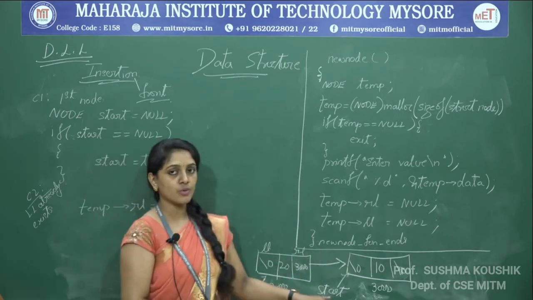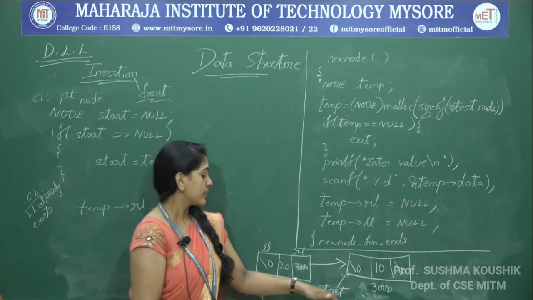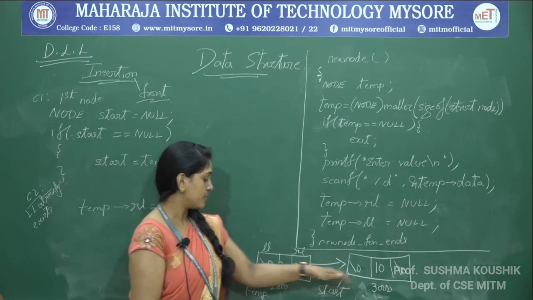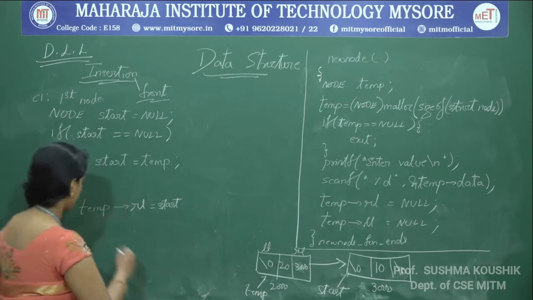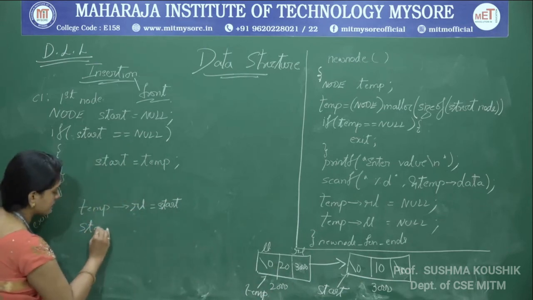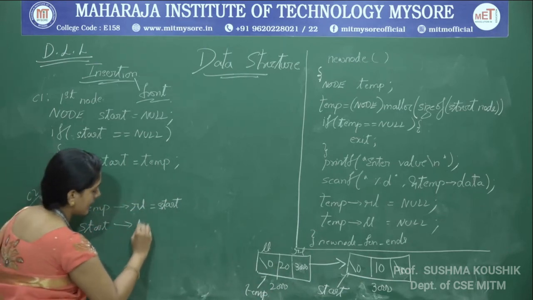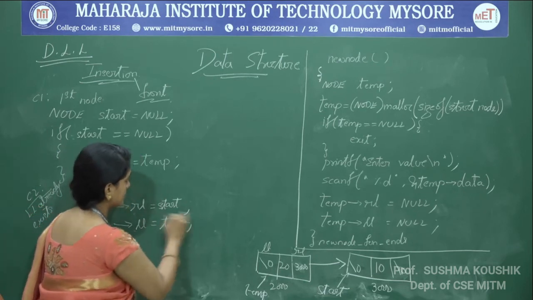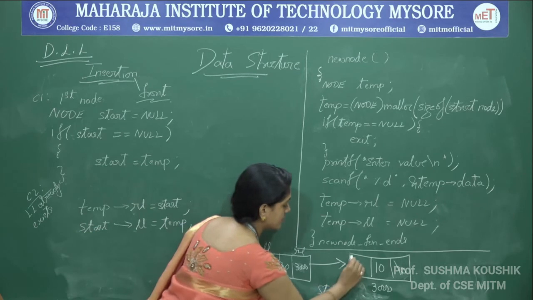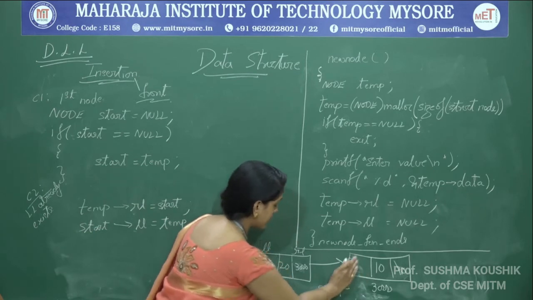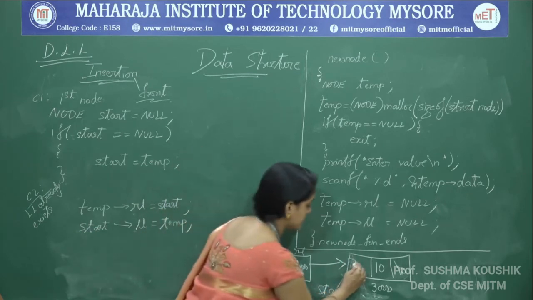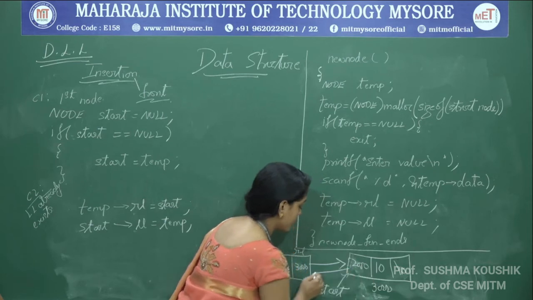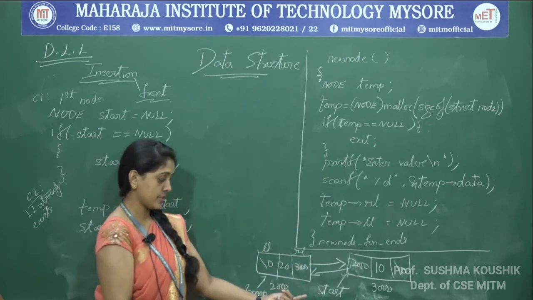Now what is the next modification which we have to make? Start of LL should be equal to temp. So start of LL is equal to temp. Okay, temp is holding how much? 2000. So the double link is established.